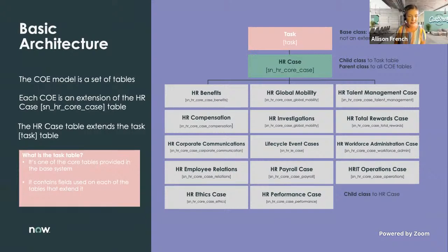And one thing I wanted to point out to further bring this to life: under the task table item over on the left of the slide, we say that it contains fields used on each of the tables that extend it. One of those fields, to give an example, would be the assigned to field. That's part of the task table and is used in all of those child class tables that we see here that are the COE tables.